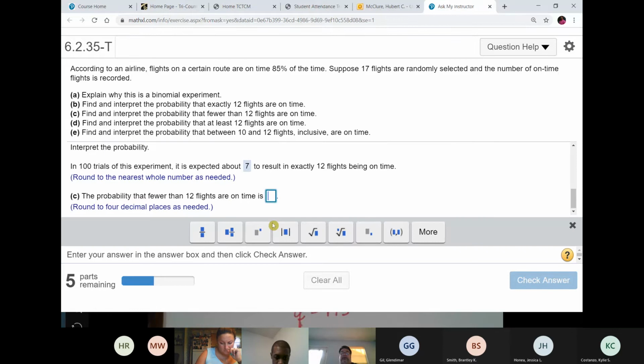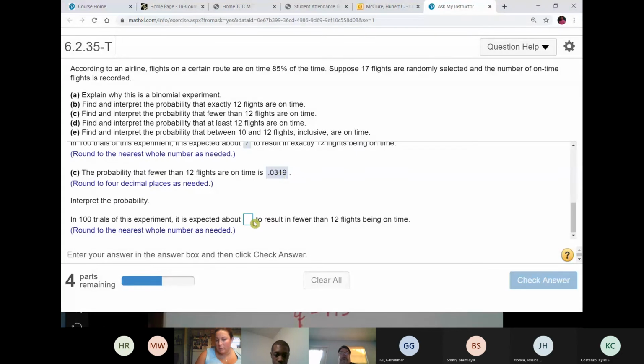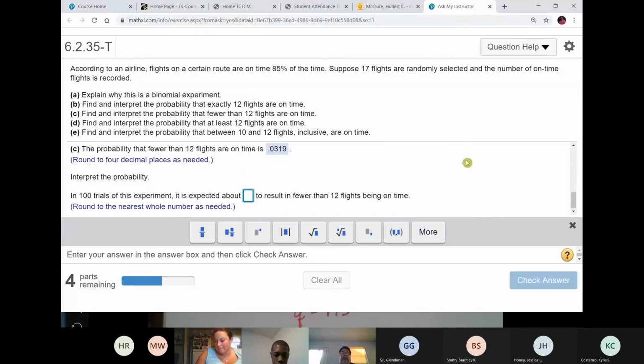Okay, 4 decimal places will be 0.0319. And what if you have 100? Move the decimal 2 places. How many flights? 3.19. 3 flights, because you don't have 0.19 of a flight. Okay. So it is expected about 3 to result in fewer than 12 flights being on time.